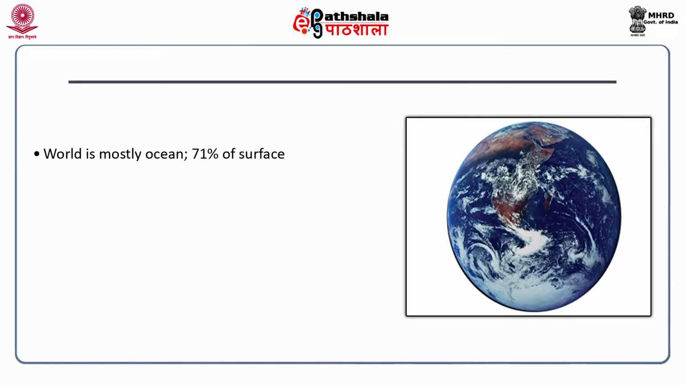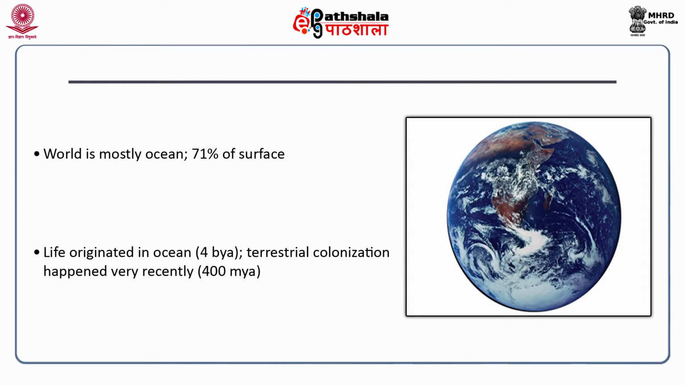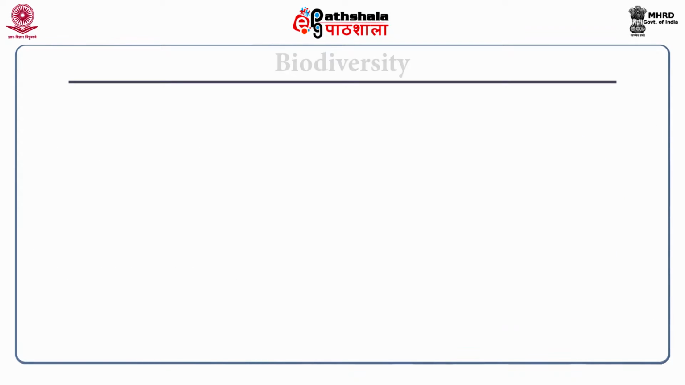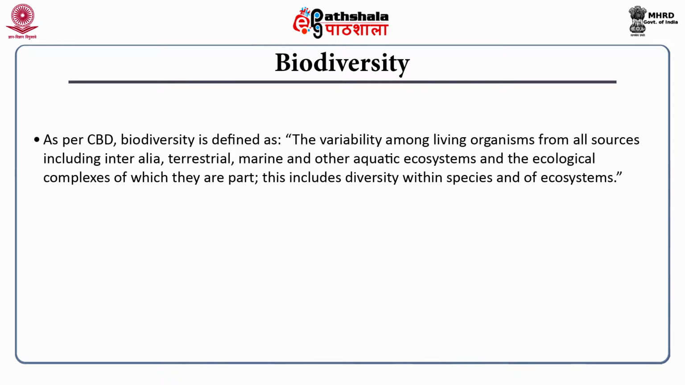The world is mostly ocean; 71% of the surface is ocean. Life originated in the ocean 4 billion years ago. Terrestrial colonization happened very recently, around 400 million years ago. Biodiversity, as per the CBD, is defined as the variability among living organisms from all sources, including inter alia terrestrial, marine, and other aquatic ecosystems, and the ecological complexes of which they are part. This includes diversity within species and of ecosystems.